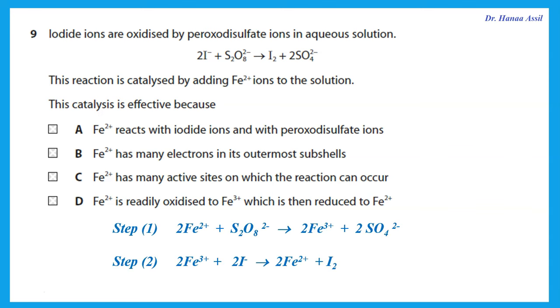So we add iron 2 plus. Now, why does it act as a catalyst? Because the iron 2 plus reacts with the peroxodisulfate to give iron 3, and then this iron 3 reacts with the other reactant, the iodide ion, to form iron 2. So it is acting as a catalyst because the iron 2 is readily oxidized to iron 3, which is then reduced to iron 2.